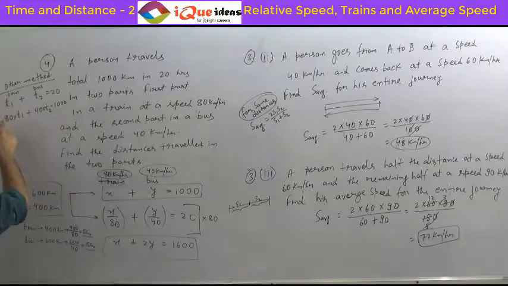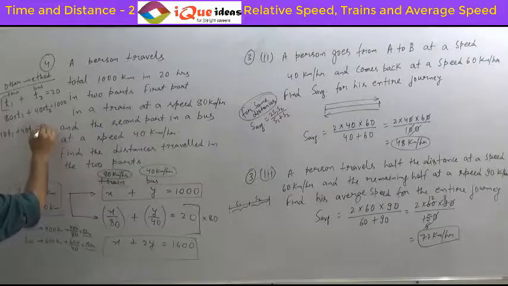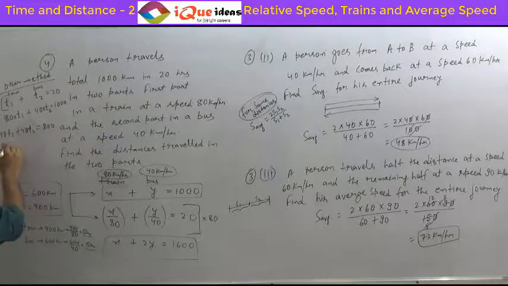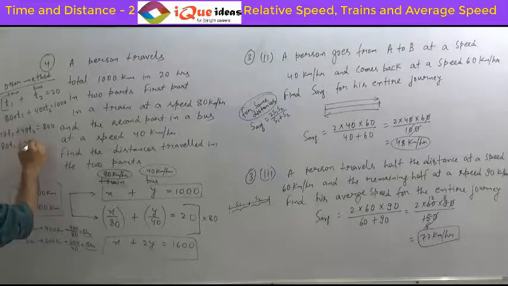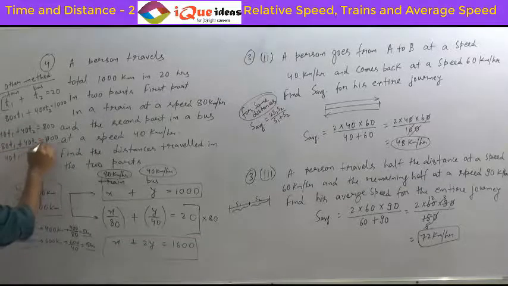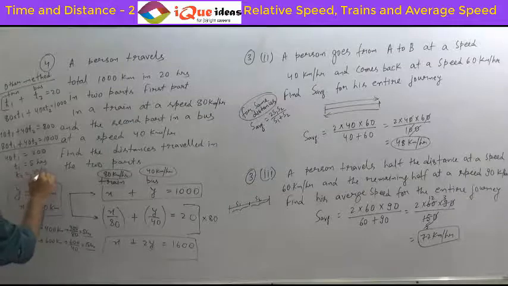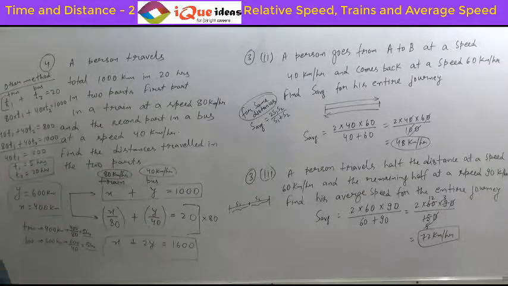Similarly, if you solve these two, you can multiply the first equation by, let's say, 40. So 40 t1 plus 40 t2 is equal to 40 into 20, that is 800. The second equation is 80 t1 plus 40 t2 equal to 1000. Subtract the first equation from this equation: 80 minus 40, that is 40 t1, equal to 1000 minus 800, that is 200. So t1 is equal to 5 hours, and hence t2 is equal to 15 hours. And then further you can calculate the distances. So this was the other method.